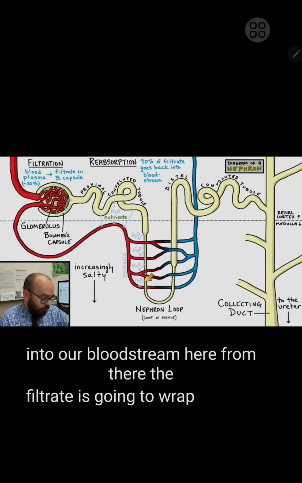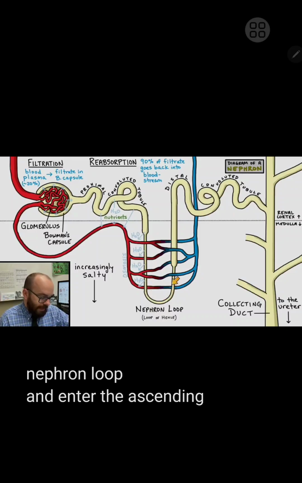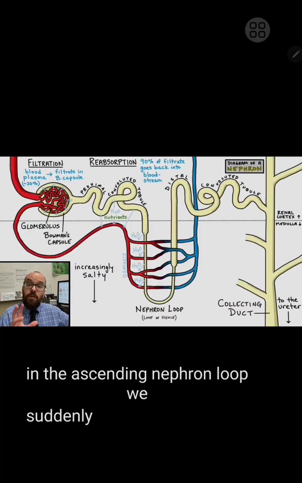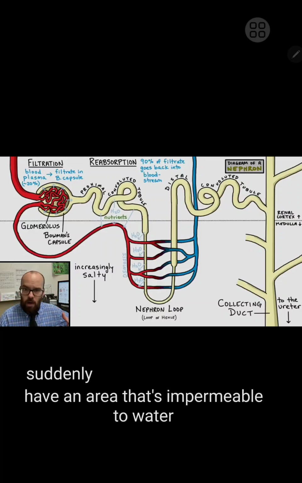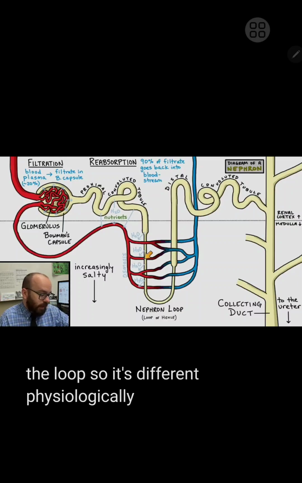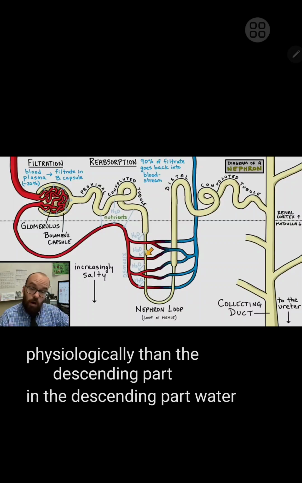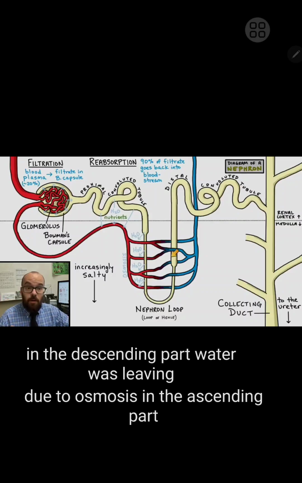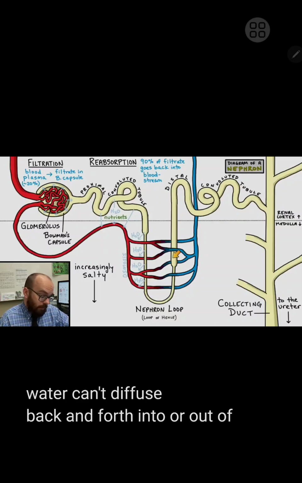From there, the filtrate is going to wrap around the nephron loop and enter the ascending nephron loop. Now, in the ascending nephron loop, we suddenly have an area that's impermeable to water. Water can't leave or enter in this ascending part of the loop. So it's different physiologically than the descending part. In the descending part, water was leaving due to osmosis. In the ascending part, water can't diffuse back and forth into or out of the nephron loop.